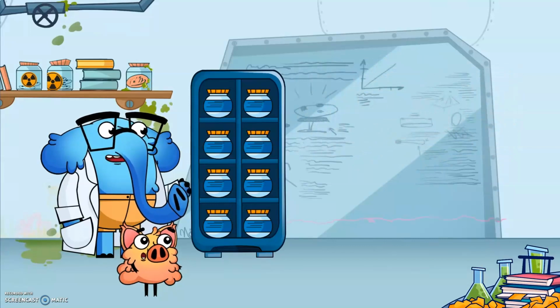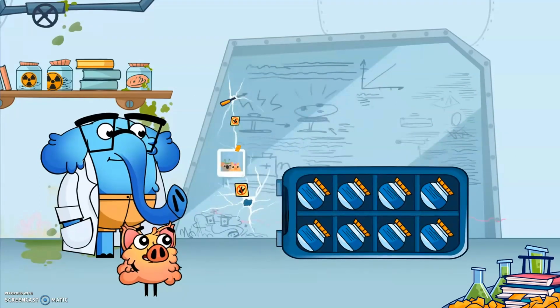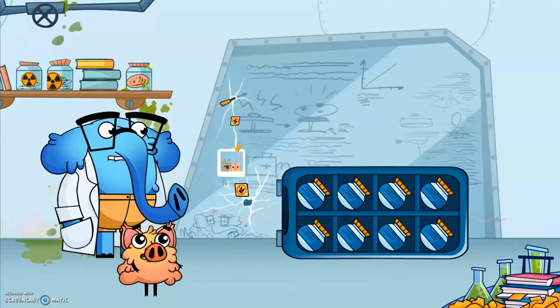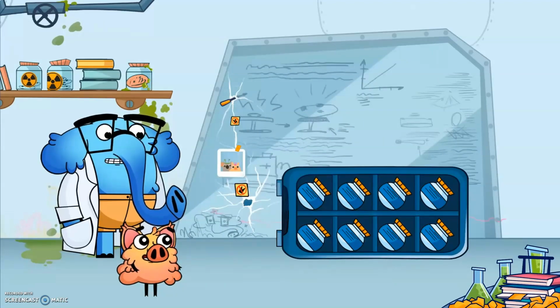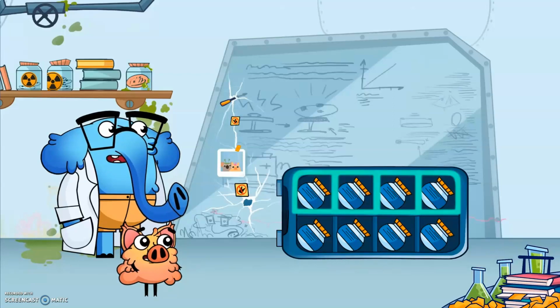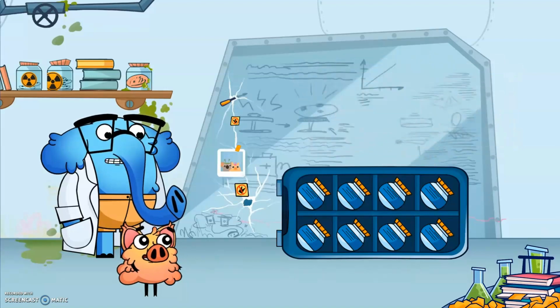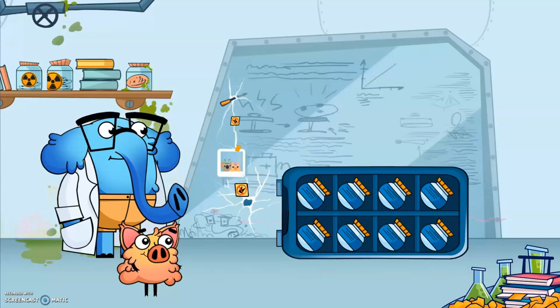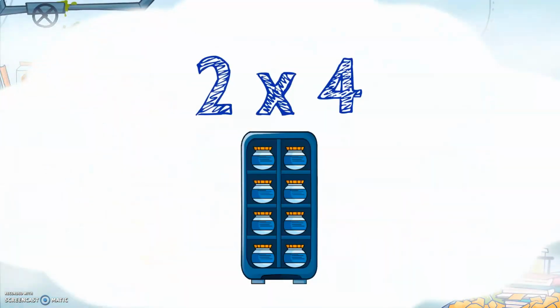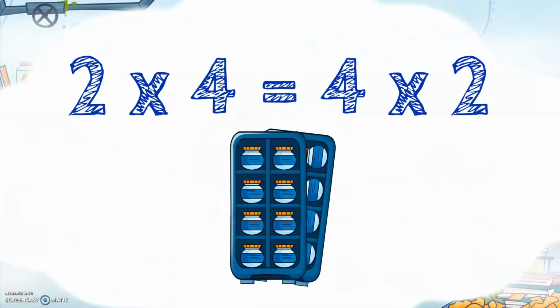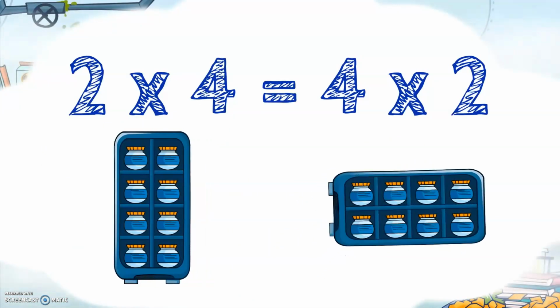Now let's flip the shelf. Look at the shelf now. How many rows of bottles do you see? 2. And how many bottles are in each row? 4. Then we can write this down as 4 times 2. Has the total number of bottles changed after we flipped the shelf? No. Exactly! The total number of bottles hasn't changed. This means 2 times 4 equals 4 times 2. When we flipped the shelf, the numbers in the multiplication flipped around, but the answer didn't change.